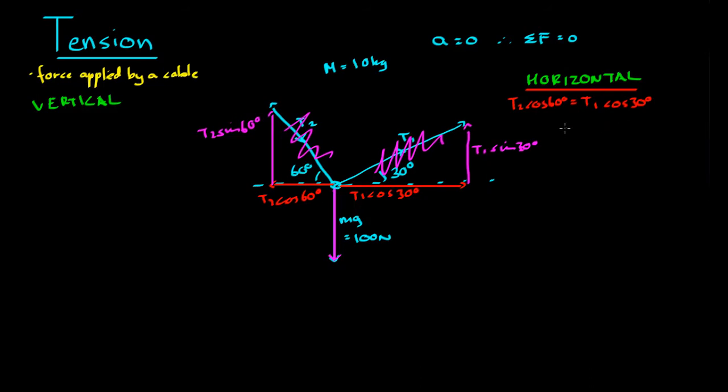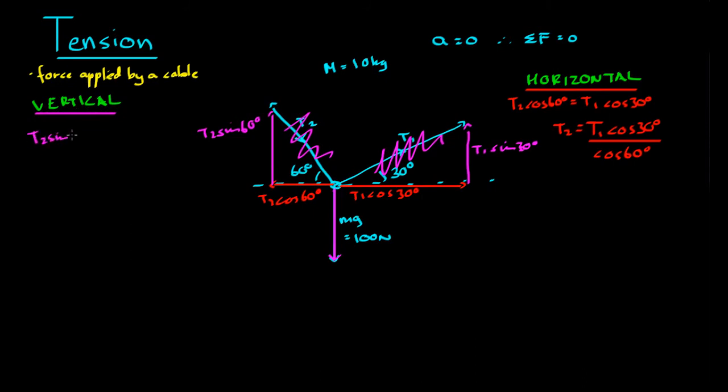And in fact, what I'm going to do is try and get T2 by itself. T2 equals T1 times cos 30 degrees over cos 60 degrees. That's dividing both sides by cos 60 degrees. Now, horizontally. Oops, sorry. Oh gosh, that was horizontally. We're going to do vertically. Here we go.